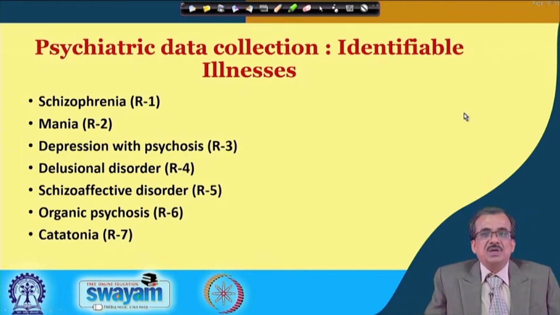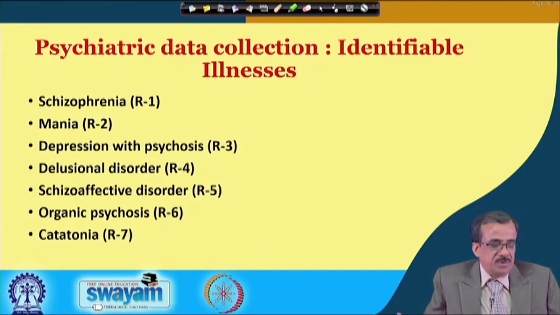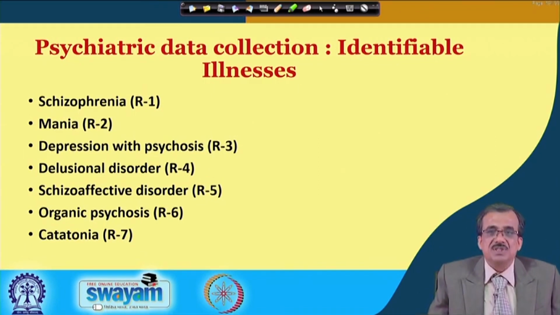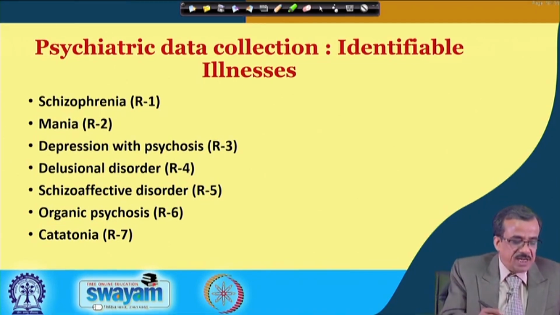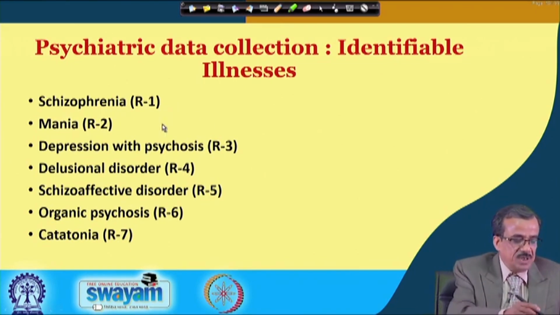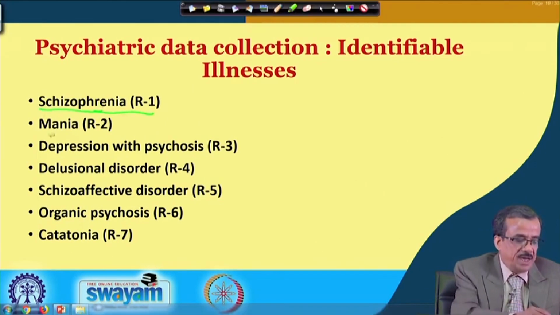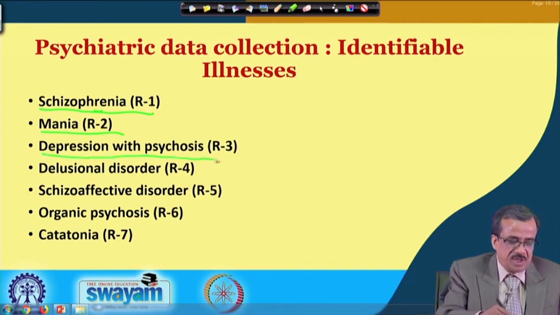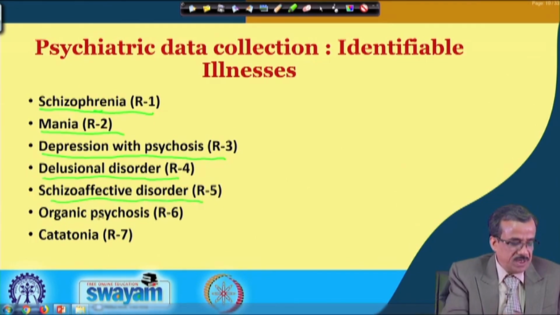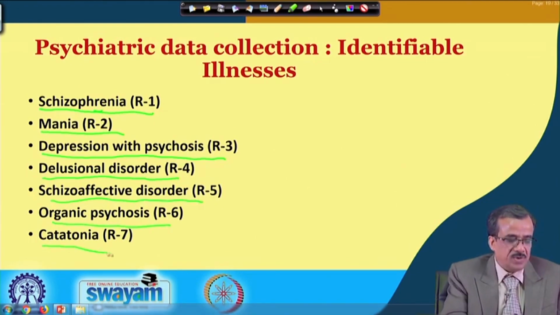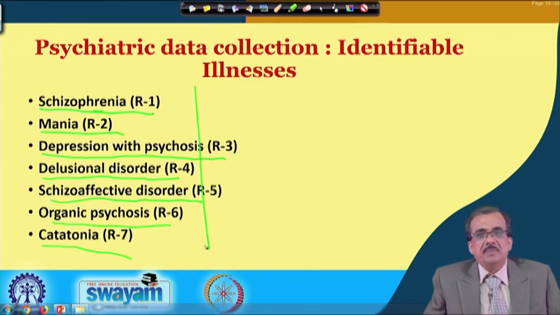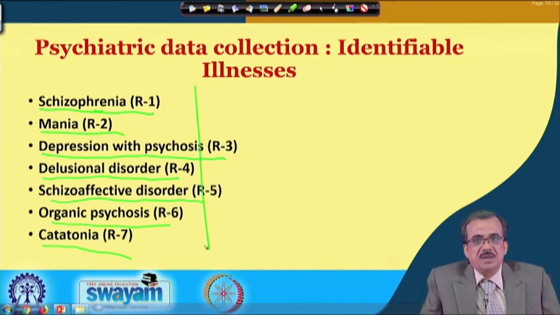Using those 24 parameters, we have to do the clustering into 7 grades of mental disease or psychosis. The 7 grades of mental diseases are as follows: schizophrenia, mania, depression with psychosis, delusional disorder, schizoaffective disorder, organic psychosis and catatonia.